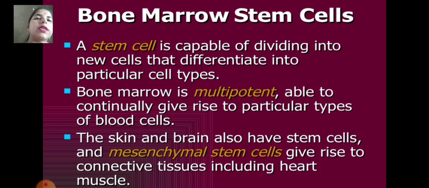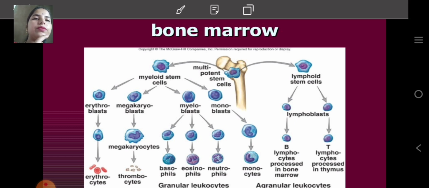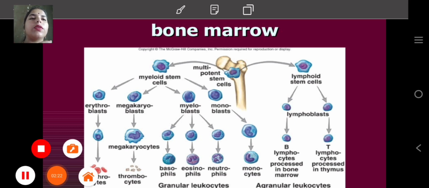Bone marrow stem cells: a stem cell is capable of dividing into new cells that differentiate into a particular cell type. Bone marrow is multipotent, able to continuously give rise to particular types of blood cells. The skin and brain also have stem cells, and mesenchymal stem cells give rise to connective tissue, including heart muscle. There is blood cell formation in red bone marrow.